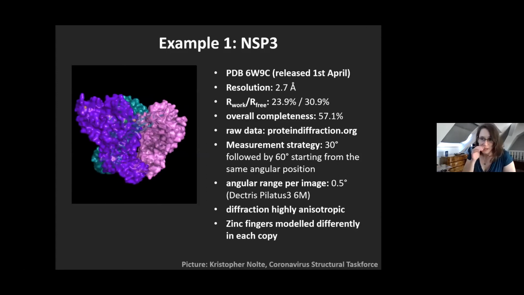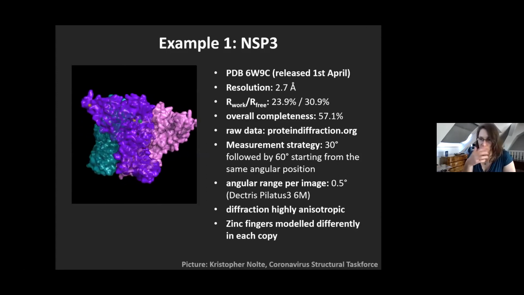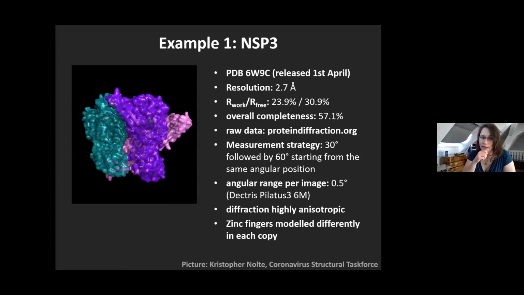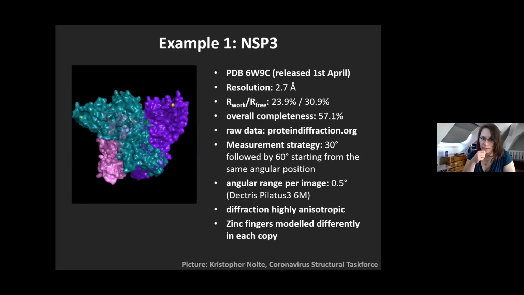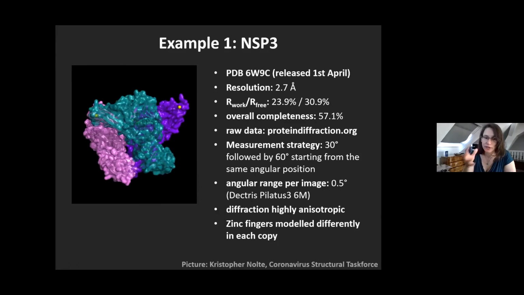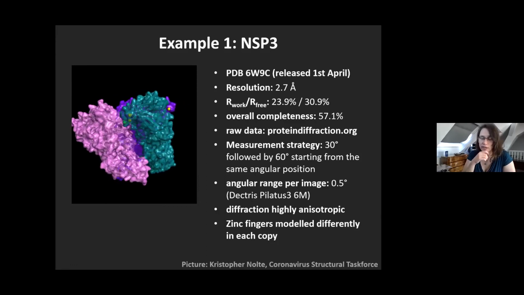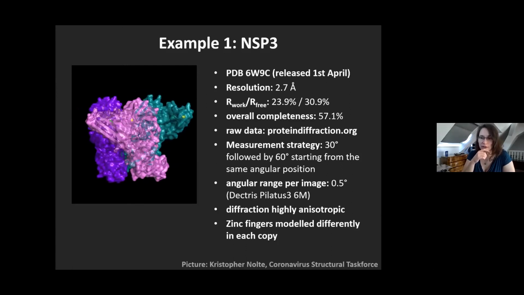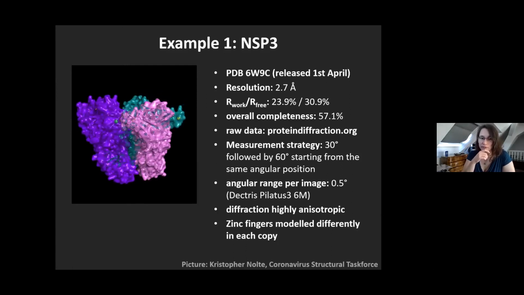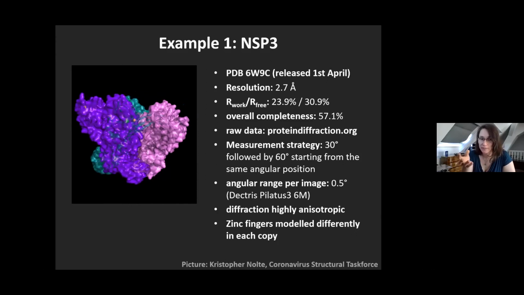So the first new coronavirus 2 papain-like protease to come out was 6W9C, released on the 1st of April. It has a resolution of 2.7, an R-work of 23, an R-free of 30, a bit high. Overall completeness, however, was a bummer, 57%. So how did that happen?